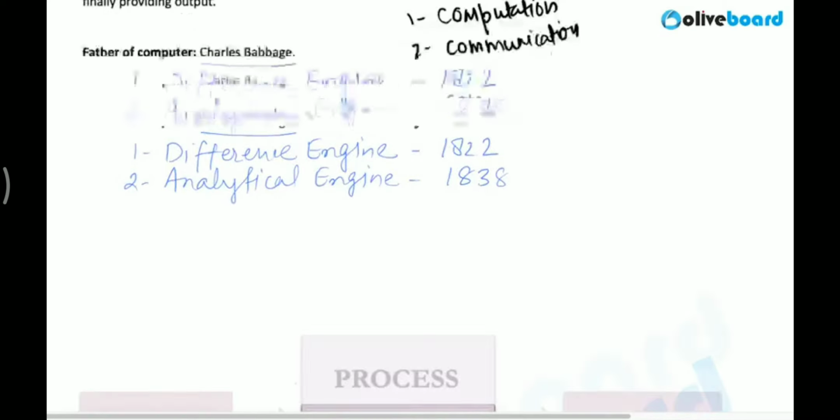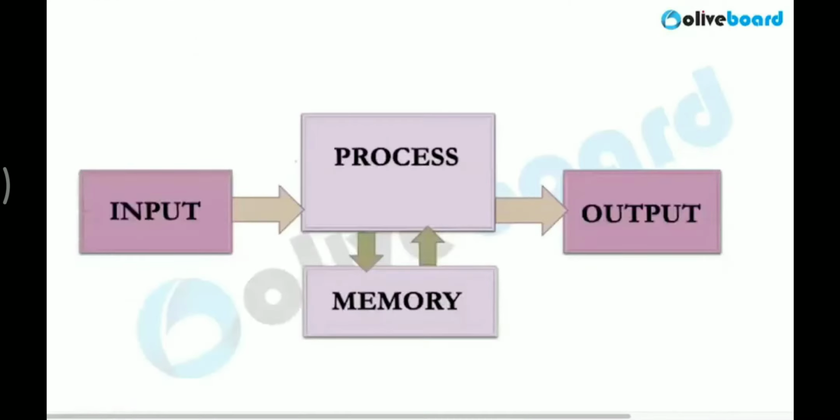So if we go by the basic structure of a computer system, we simply say that we have three different components, and these components are, first of all, the input component, the second is the process component, and third is the output component.